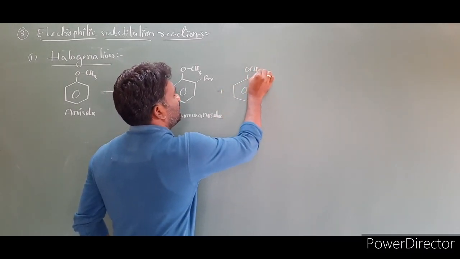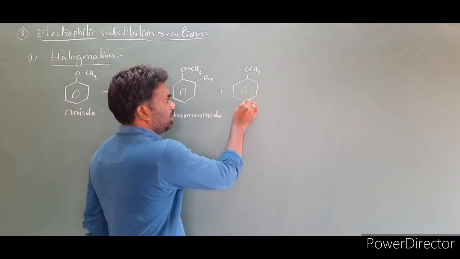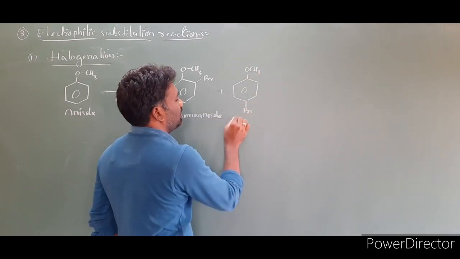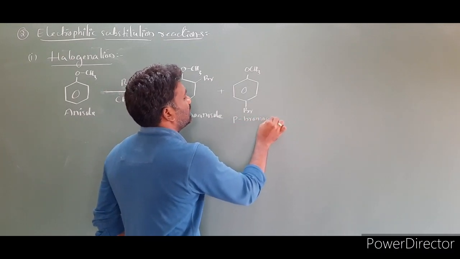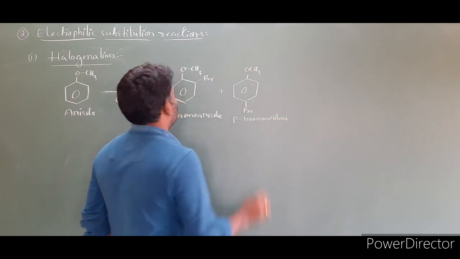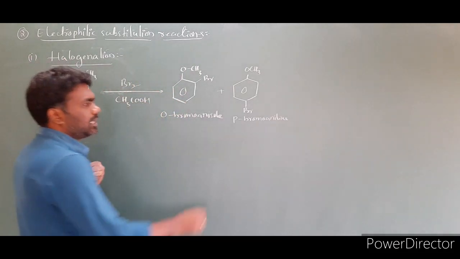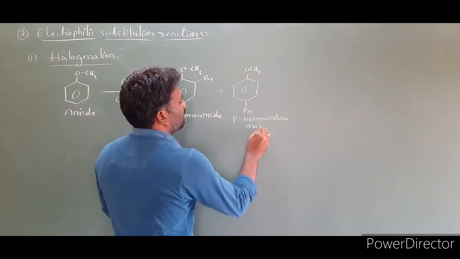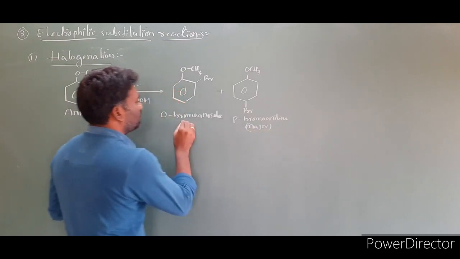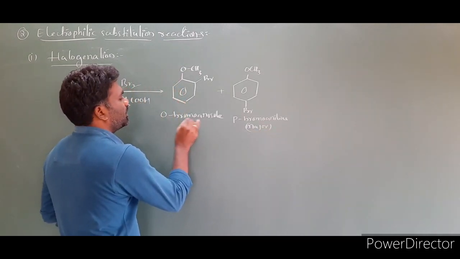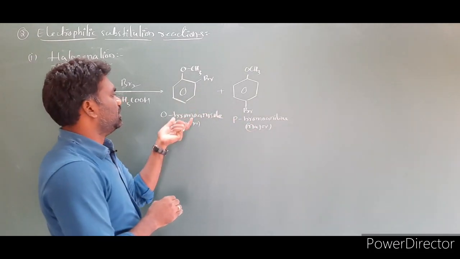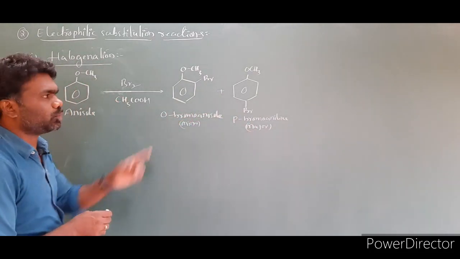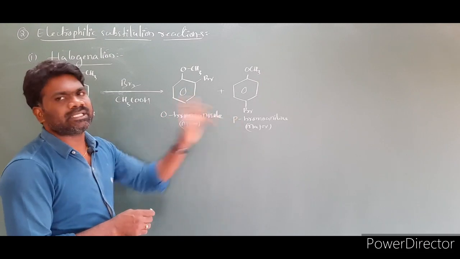OCH3. Electrophilic substitution takes place at which position? Para position. So here is Br. So this is para-bromoanisole. Among these two, the para product is major and the ortho product is minor in all the cases due to the ortho effect. So the para product is major.